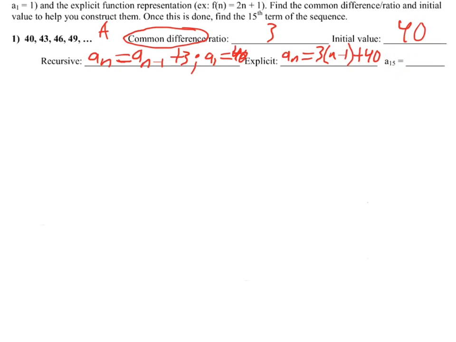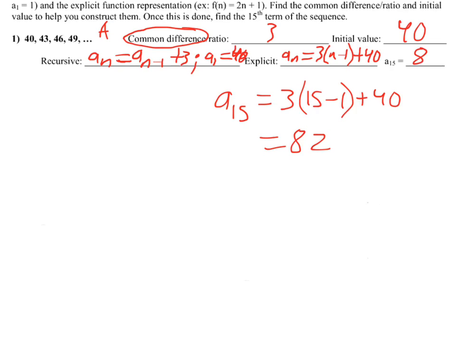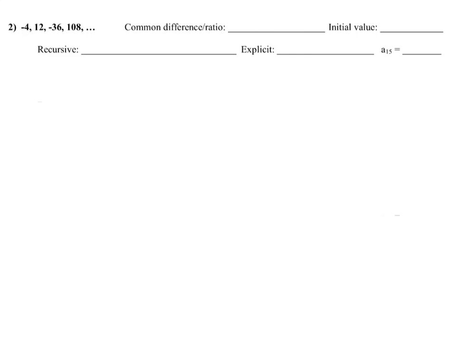If you want to get a sub 15, you take 15 and you put it in the explicit function. Wherever you see an n, put 15. And if you compute that, you're going to get 82. So a sub 15 is 82. And that brings us to 2.